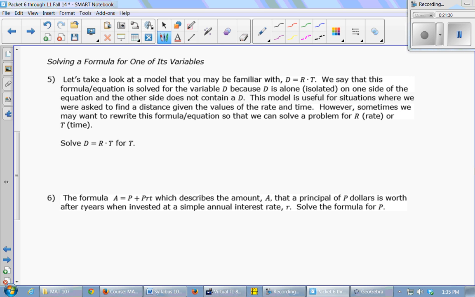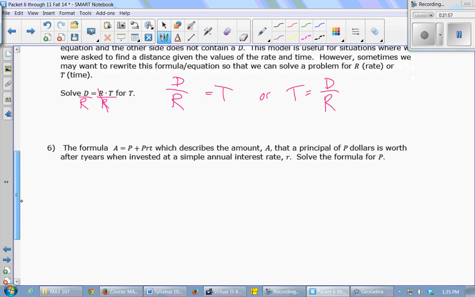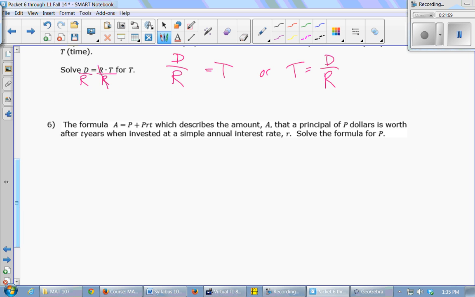Close. Divide both sides by R. If I wanted to get T by itself, I'm going to divide both sides by R. They'll cancel on the right, and you end up with T all by itself equals D over R. And then you can put it on the left if you want. It means the same thing. T equals distance divided by rate. Make sense?